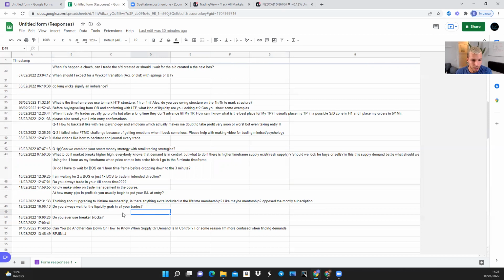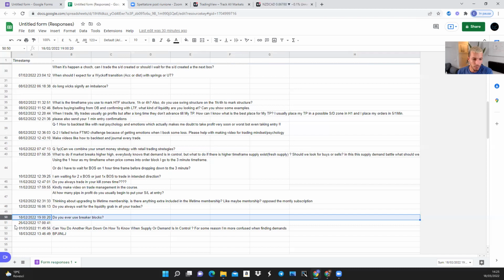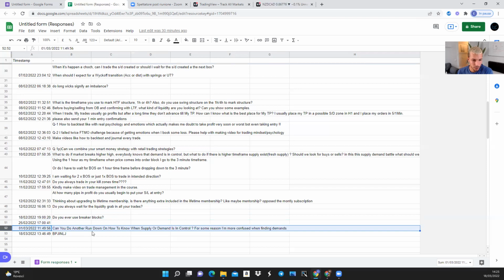Do you always wait for liquidity grab in all your trades? I would say yes, either on higher time frames or lower time frames. I need to see some liquidity being grabbed. Do you ever use breaker blocks? No, I don't. I know the concept. I just don't use them.